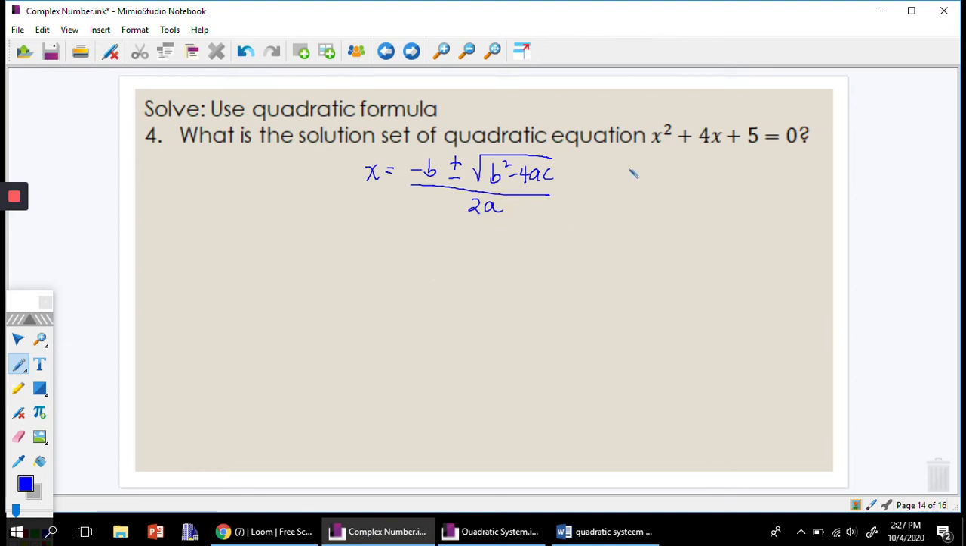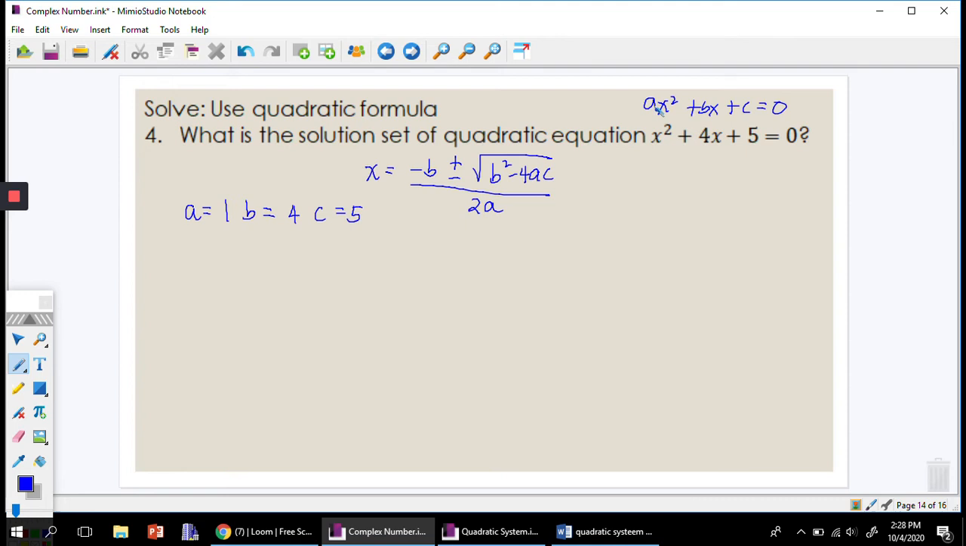So the first thing that we need to do is to identify the values of a, b, and c. So in this case, your a is 1, your b is 4, and your c is 5, right? So that is ax squared plus bx plus c equals 0. So make sure that your equation is written in standard form before you identify your a, b, and c.